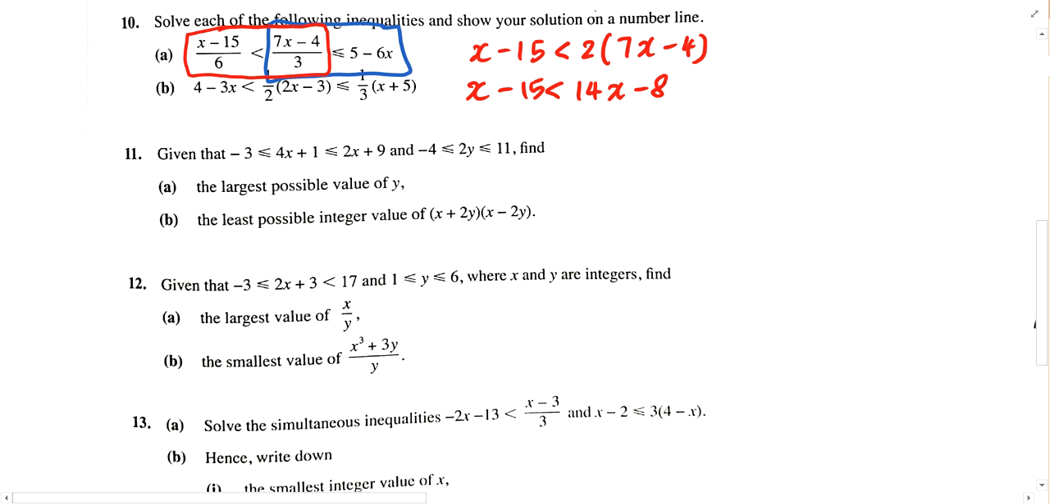Rearrange, make x the subject. Here we have 13x is greater than -15 plus 8, so -7. X is greater than -7 over 13. This is for one part of the answer. For the inequality in red, x is greater than -7 over 13. And now in blue, take note that now we have to solve them at the same time. So this is an "and" over here. Similarly, we will now multiply throughout by 3, leaving us with 7x minus 4 less than or equal to 15 minus 18x.